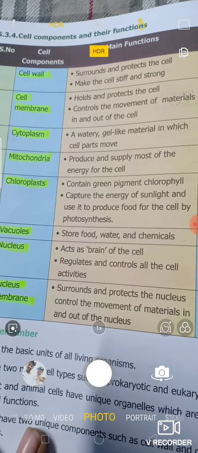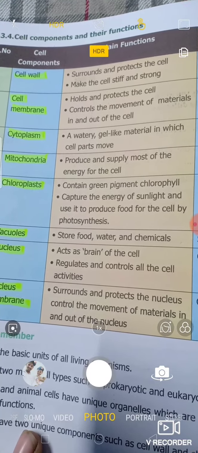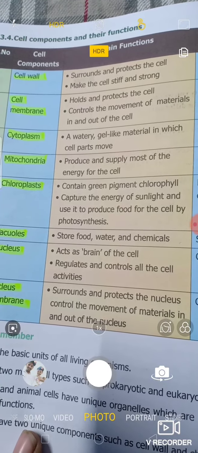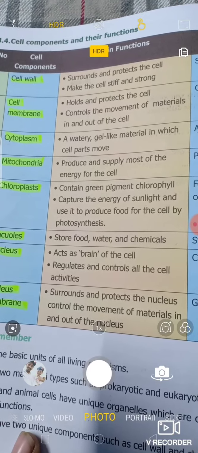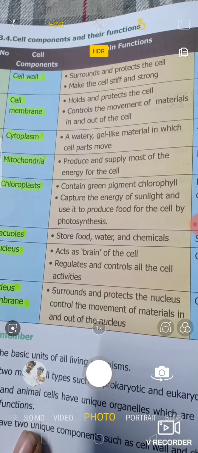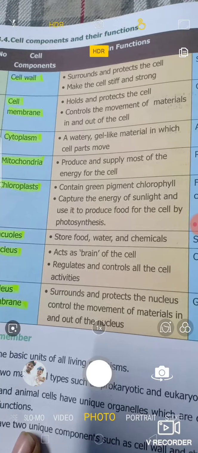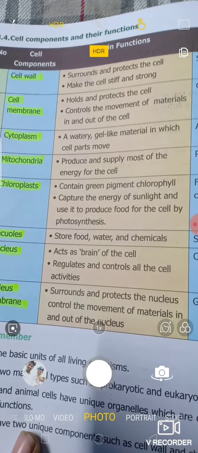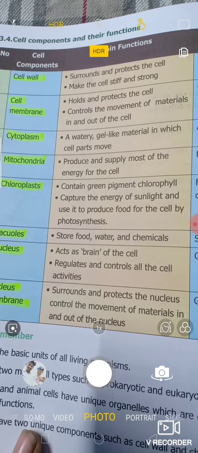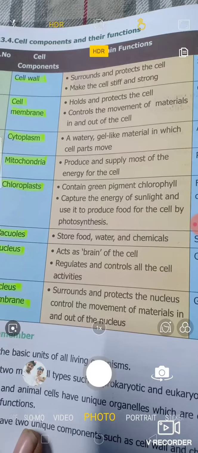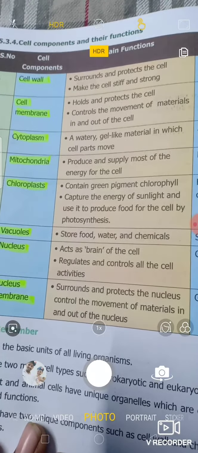Next, cytoplasm, a watery gel-like material in which cell parts move. Its special name is area of movement. Mitochondria produce and supply most of the energy for the cell. Its special name is powerhouse of the cell.